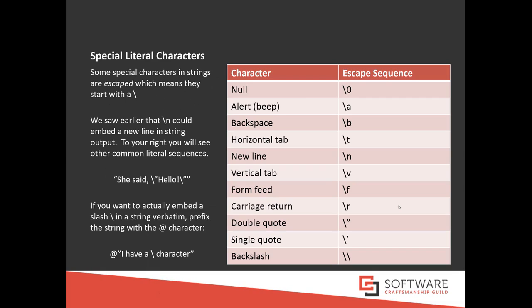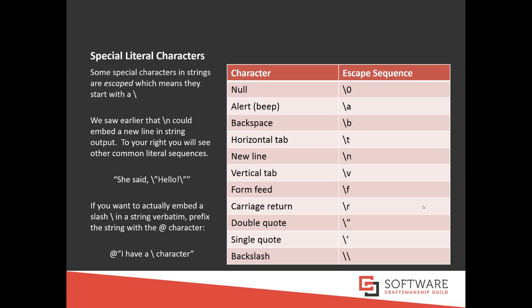In the table to the right, I'm demonstrating several common literal sequences. A null is /0, alerts or beeps are /a. We see the new lines, tabs, backspaces, all of these special characters that you'll see in a typical text file, or for printing, typically have escape sequences. If you want a literal backslash in a string, you put the backslash twice.